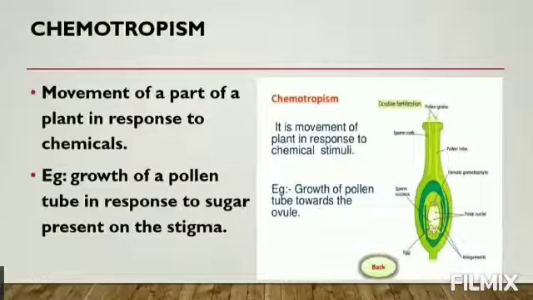Next is Chemotropism. The movement of a part of a plant in response to chemicals. Example for this is growth of the pollen tube in response to sugar which is present in the stigma. Stigma contains sugar, a chemical. The growth of the pollen tube is stimulated towards the stigma because sugar is a chemical present in the stigma. So the movement of a part of a plant in response to chemicals is called chemotropism.